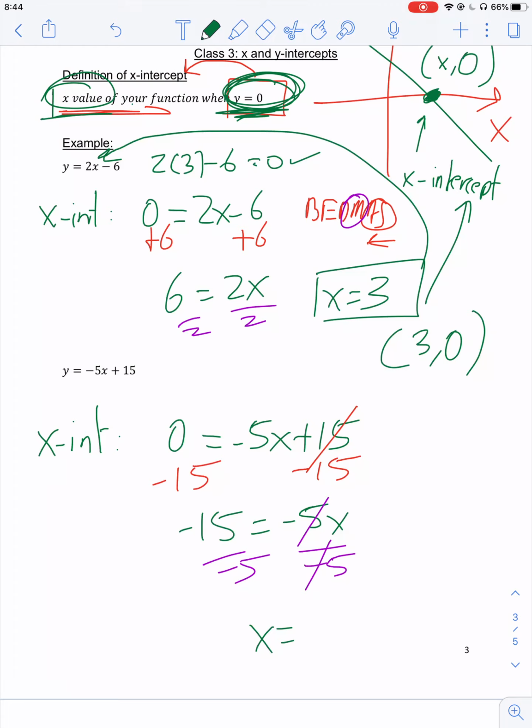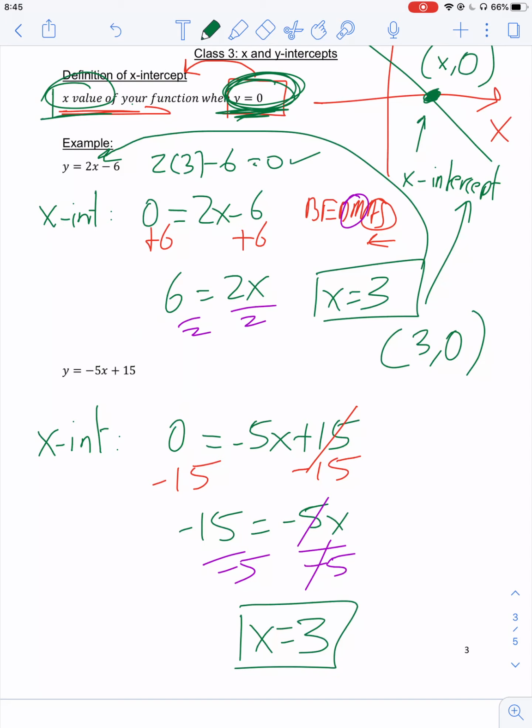also 3. In both cases, it happens to be 3. This is just a coincidence. One way to check is to plug this value in here. So negative 5 times 3 is negative 15. Negative 15 plus 15 will give you 0. It should, and if it doesn't, that means you've done something wrong.